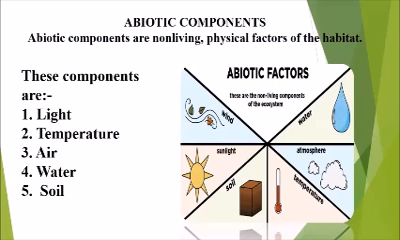These are the different components under abiotic components. Number one, light. Number two, temperature. Number three, air. Number four, water. Number five, soil. So now students, we will understand each component one by one.